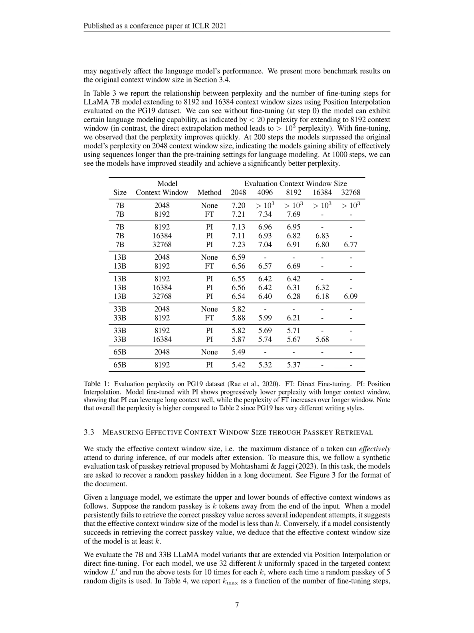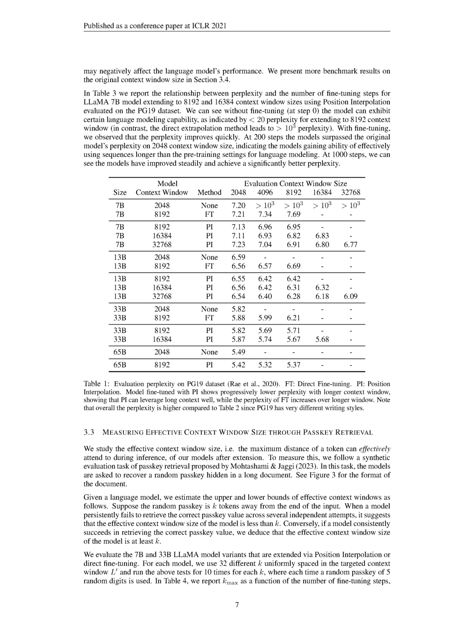Let's imagine the random Passkey is positioned k tokens away from the input's end. If the model repeatedly fails to find the correct Passkey across several separate attempts, it's an indication that the effective context window size of the model is smaller than k. However, if the model repeatedly succeeds in finding the correct Passkey, we can infer that the effective context window size of the model is at least k.